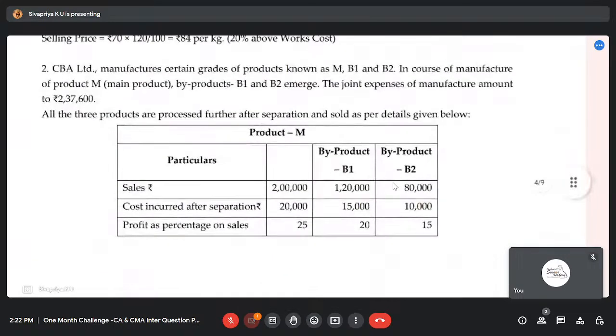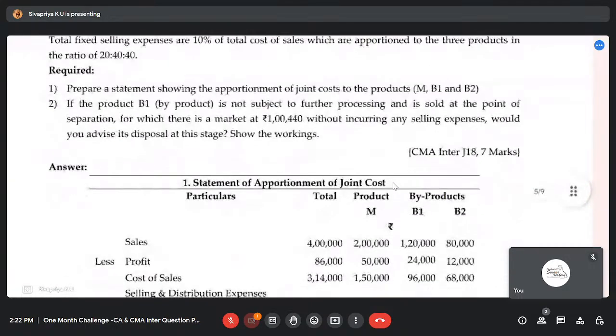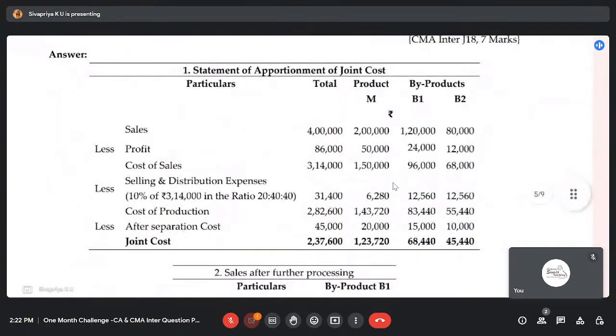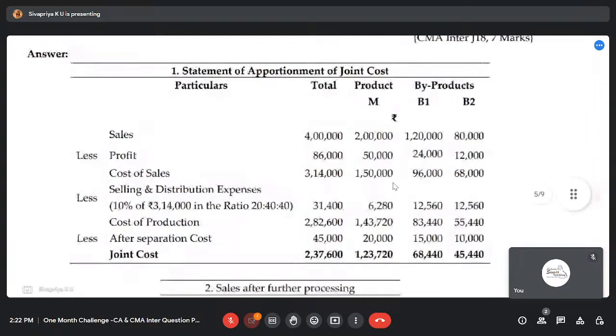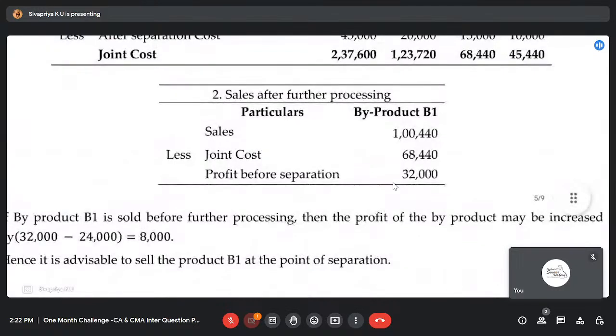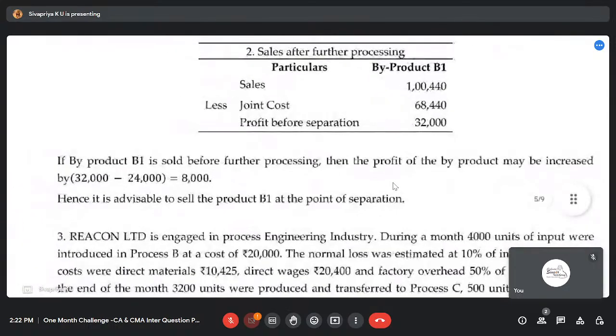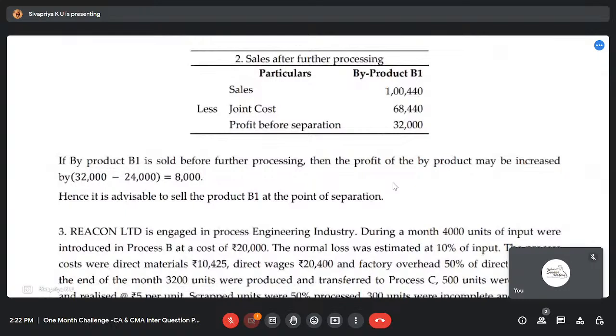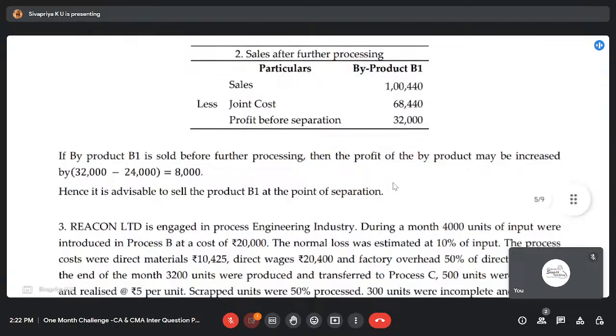Then question number 2. Statement of apportionment of joint cost. And then sales after further processing. So for further processing and sale, the profit will be 8,000. Question number 3.